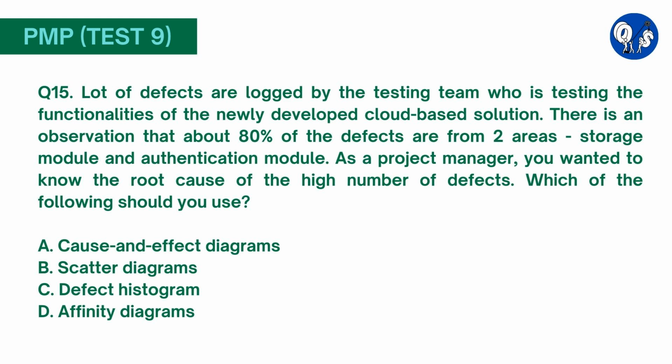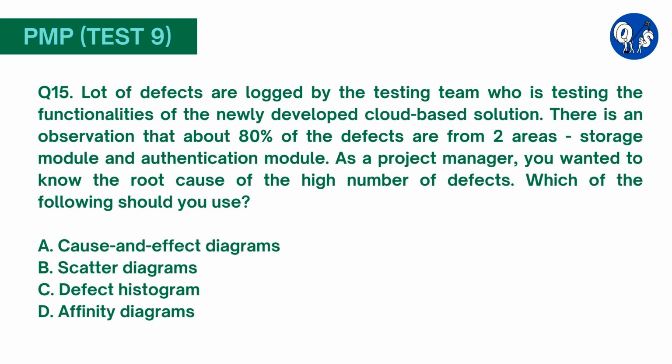A lot of defects are logged by the testing team who is testing the functionalities of the newly developed cloud-based solution. There is an observation that about 80% of the defects are from two areas: storage module and authentication module. As a project manager, you wanted to know the root cause of the high number of defects. Which of the following should you use? A. Cause and effect diagram. B. Scatter diagram. C. Defect histogram. D. Affinity diagram. Here, option A is correct.